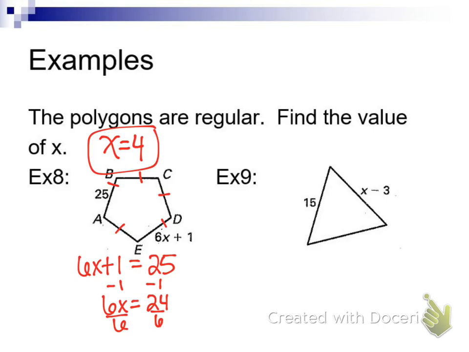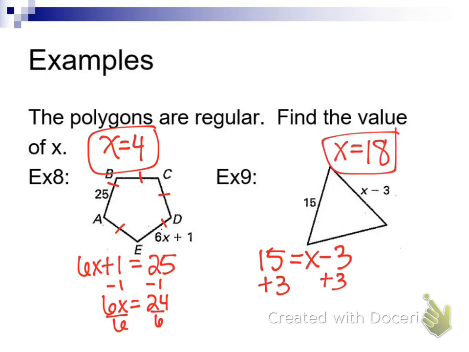On number 9, what equation am I going to set up? Okay, we can set it up as 15 equals x minus 3. Again, they said it was regular. All the sides have to be the same. Add 3 to both sides. What do we get for x? 18. This is really it. Remember, the first lesson of every chapter is usually very easy.